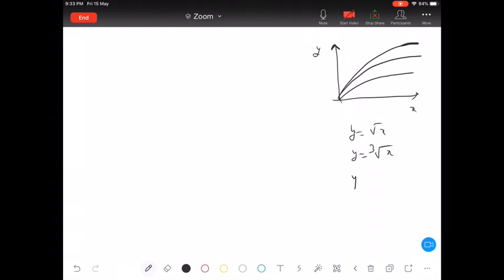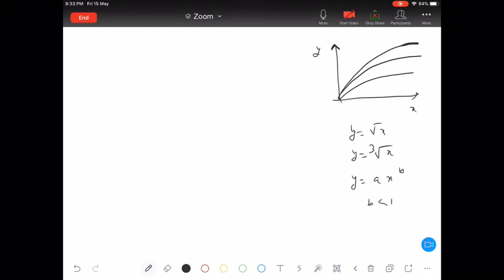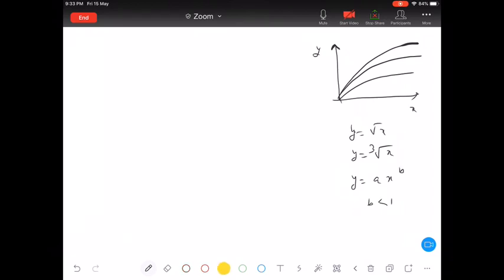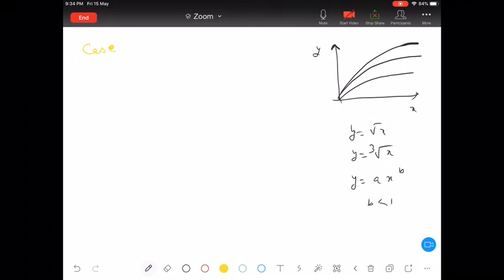Or in a simple expression, I can write y is equal to a x to the power b, where b is less than 1. Can I write in this manner? Any confusion, any doubt to anyone? So case 3 now I can take. Let's say I write case 4.